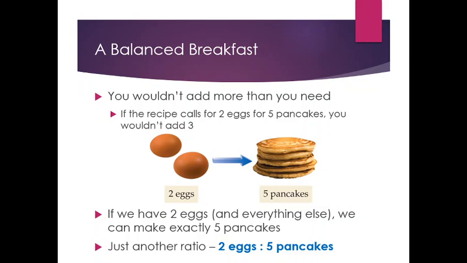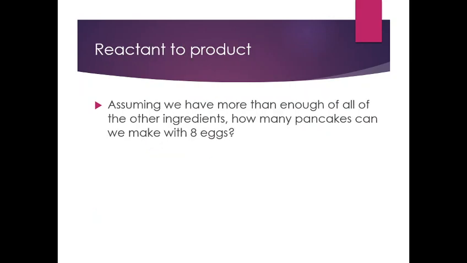Some mornings I get a little bit hungrier than others. Say that I don't want 5 pancakes, I want more. I open up my fridge and I find out that I have 8 eggs. From there, you can do some math in your head and figure out how many pancakes you can make with your 8 eggs. We know from the previous slide our ratio is 2 eggs to 5 pancakes, or we can use this as a conversion to get us from eggs to pancakes.